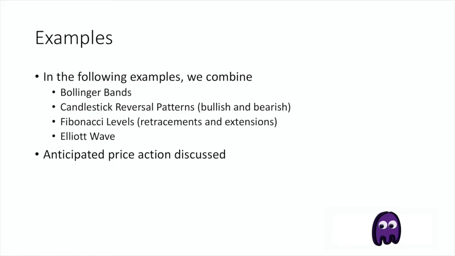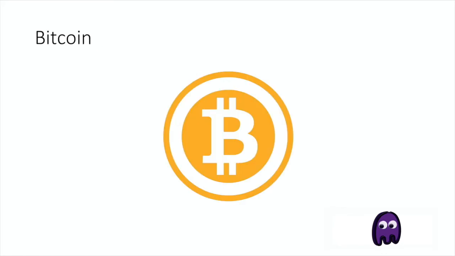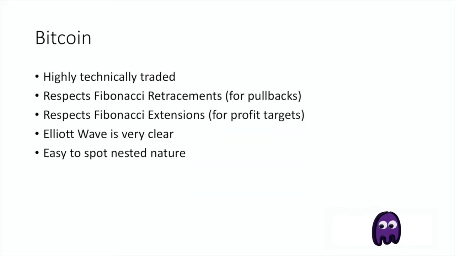Let's combine everything together. Right? So we have our Bollinger Bands, we have candlestick patterns, we have Fibonacci levels, and we have Elliott wave. So let's not only take a look at these cryptocurrencies, but anticipated price action. Let's take a look at Bitcoin. Bitcoin is highly technically traded. It respects Fibonacci retracements for pullbacks, and also respects Fibonacci extensions for profit targets.